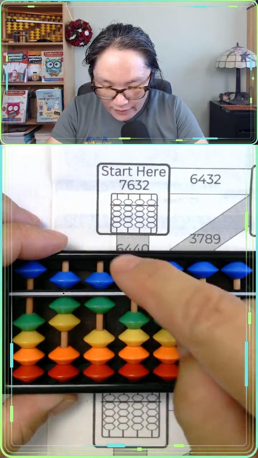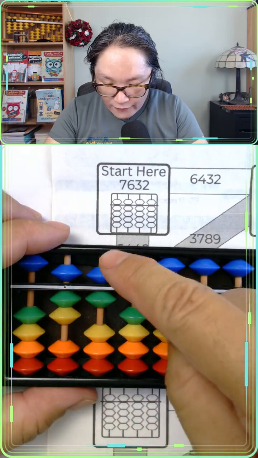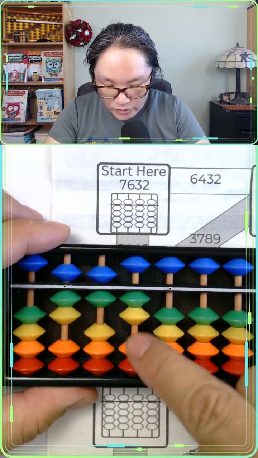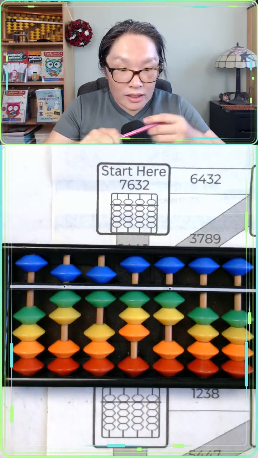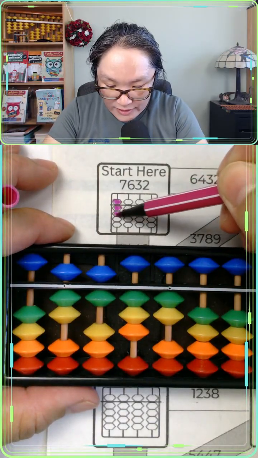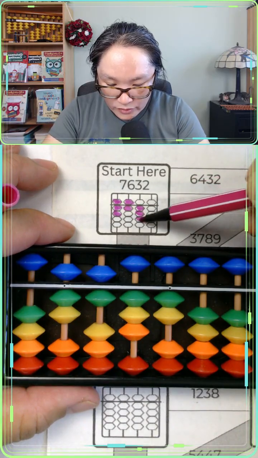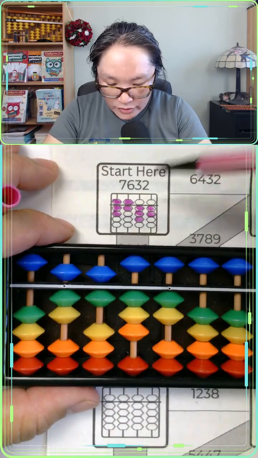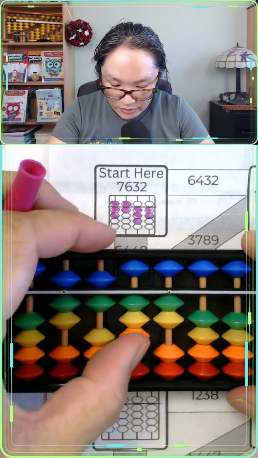We do 6, 5, 6. So when we're looking, we have 5, 6, 7, 5, 6, and then 1, 2, 3, 1, 2. So we're going to draw it up. We're going to color it in on our abacus. We have 5, 6, 7, 5, 6, and then 1, 2, 3. We have 1, 2. Right? So we have 7,632. That's what 7,632 looks like.